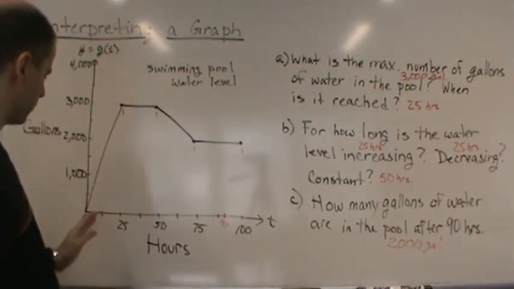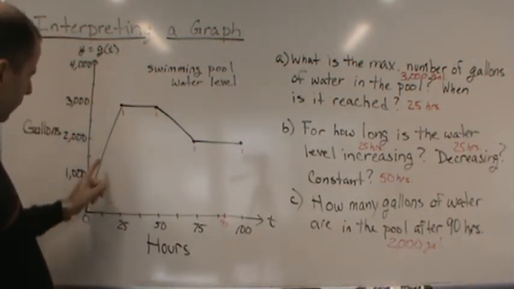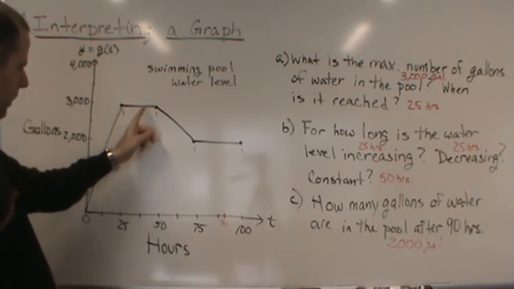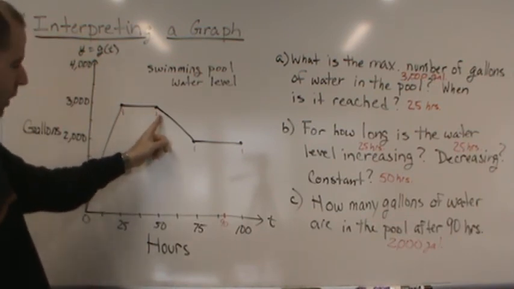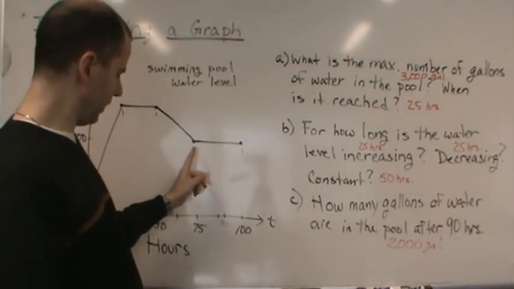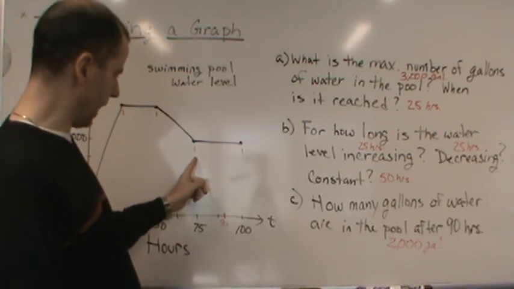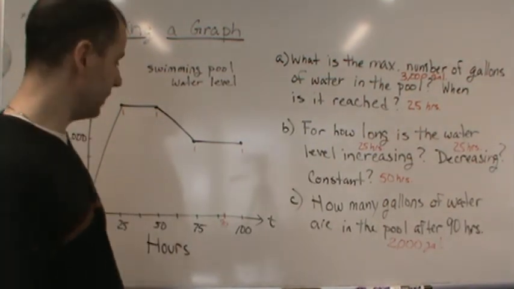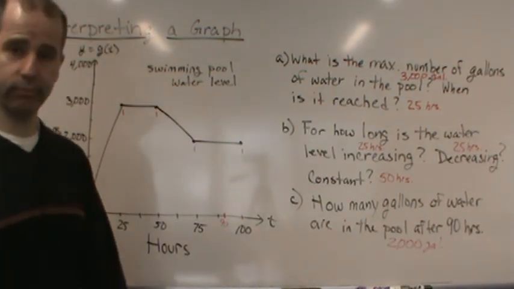All you're trying to do is explain, based on the context, what's going on here. They're filling up the pool, then they stop, and the water level stays constant for a while. Then they drain the pool, so the water level decreases, and after so many hours they stop, and after that point the water level stays constant. And that's it. Thank you.